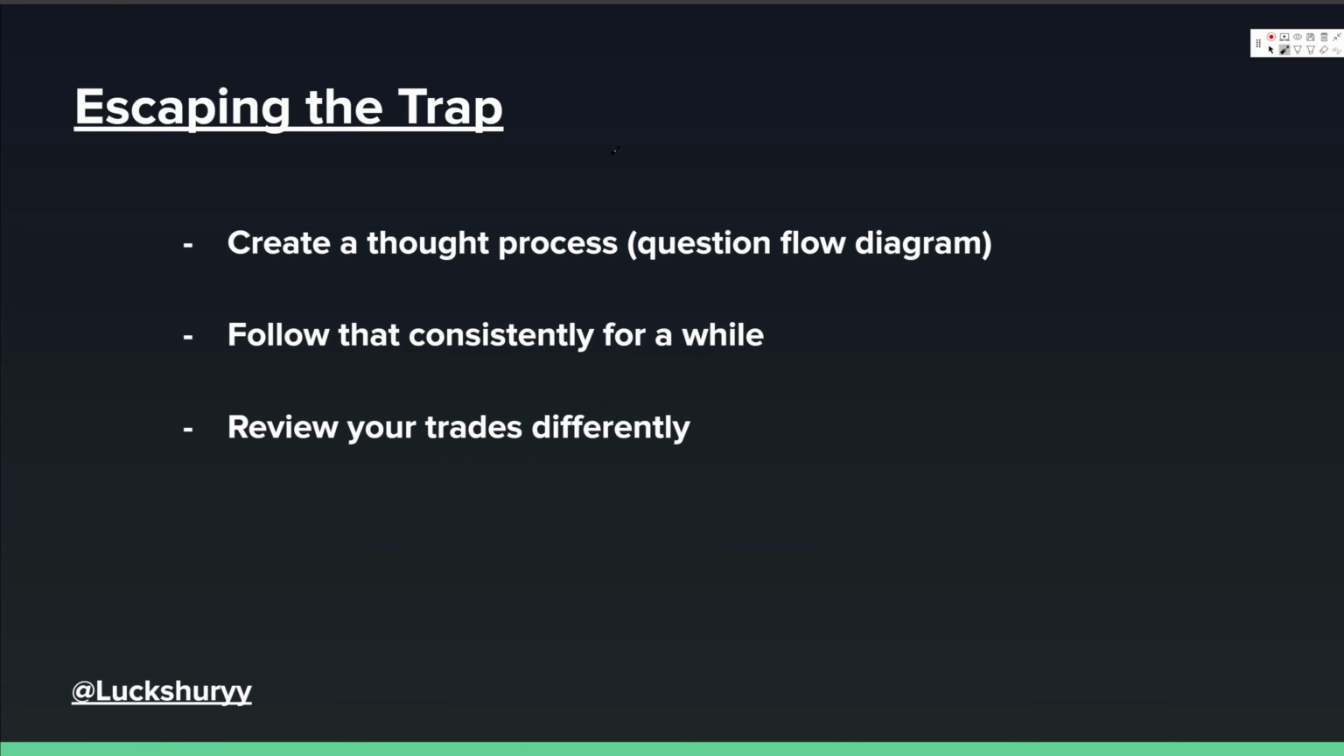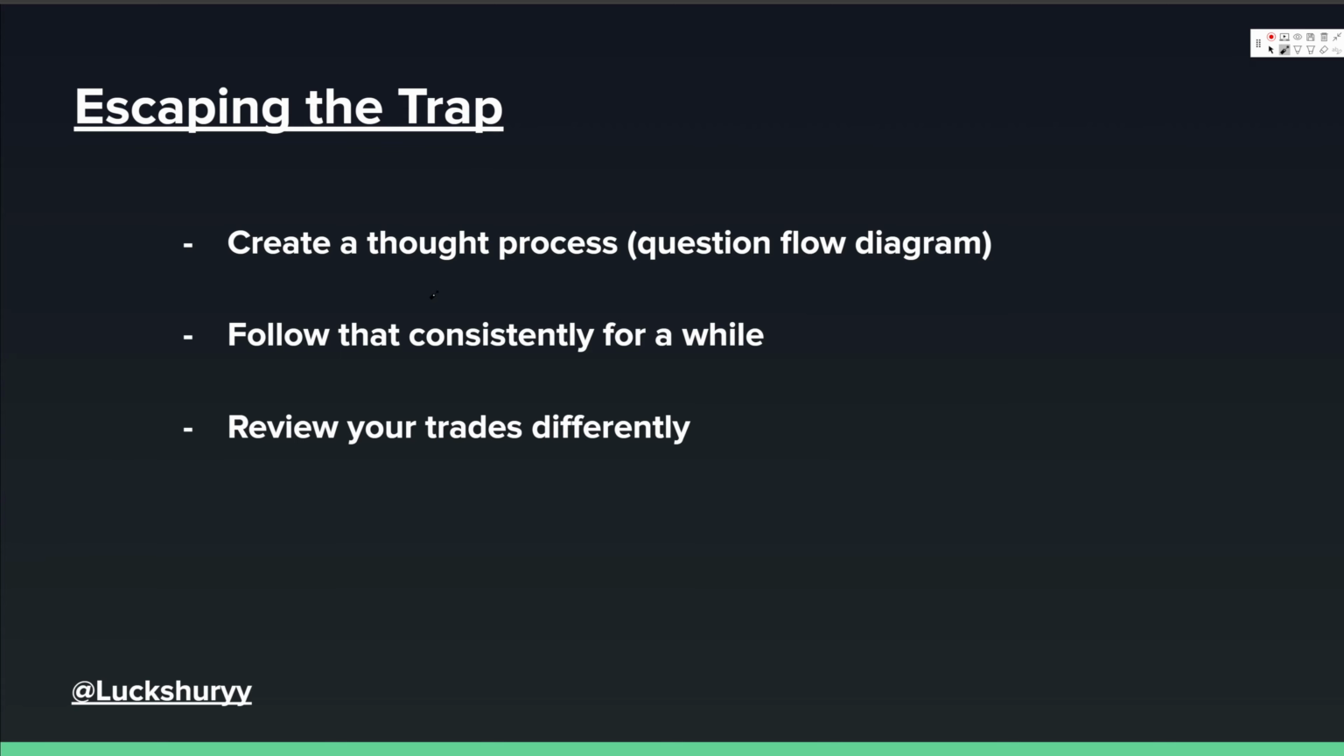And if we go on to the next part, escaping the trap. Escaping this kind of thought process cycle is going to be the most important part here. And that's going to be to create a thought process diagram, a question flow diagram, which I'll show an example of later on. Follow that consistently for a while and then review your trades differently. I'm going to come back to the question flow diagram in a minute with a bit of a breakdown for you there, and show you how to create one, and then use this same formula.